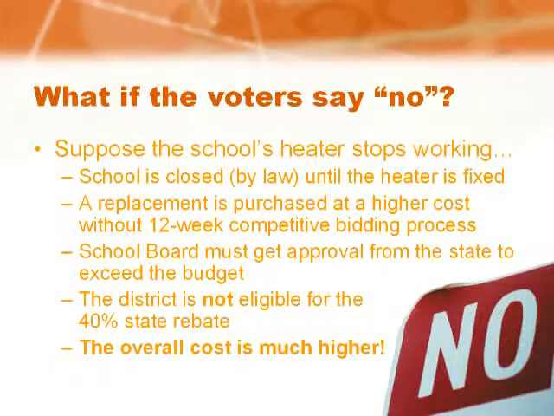Suppose, for example, that the school's heater stops working. First, the school is closed by law until the heater is fixed. Then, the district purchases a replacement at higher cost without the 12-week competitive bidding process. This is because the heater is treated as an emergency purchase. The school board then must get approval from the state to exceed their budget, and the district, moreover, is not eligible for the 40% state rebate because it's done outside of a bond purchase. This means that the overall cost to repair the heater is much higher.